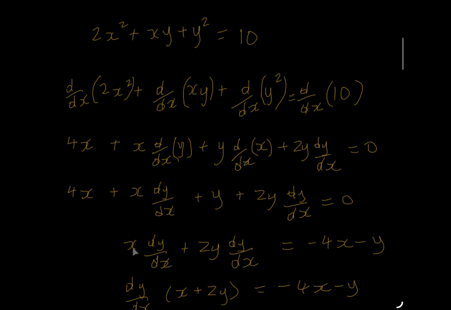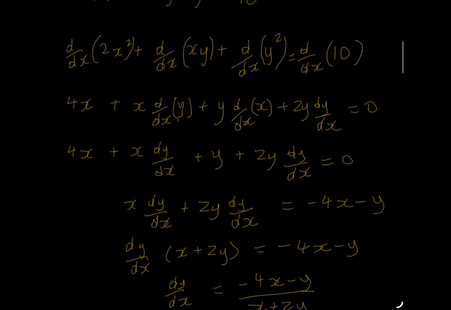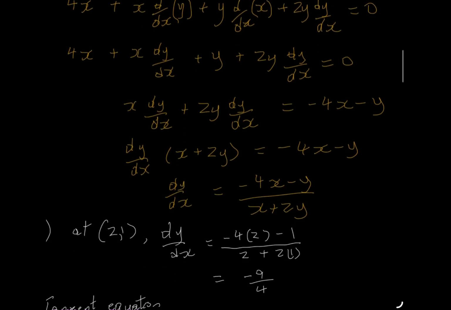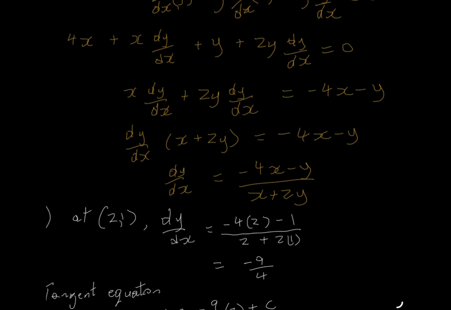Factor out the dy dx on the left side. You're going to have dy dx bracket x plus 2y close bracket. That's equal to negative 4x minus y on the right side. And then divide both sides by x plus 2y. We have dy dx is equal to negative 4x minus y over x plus 2y.